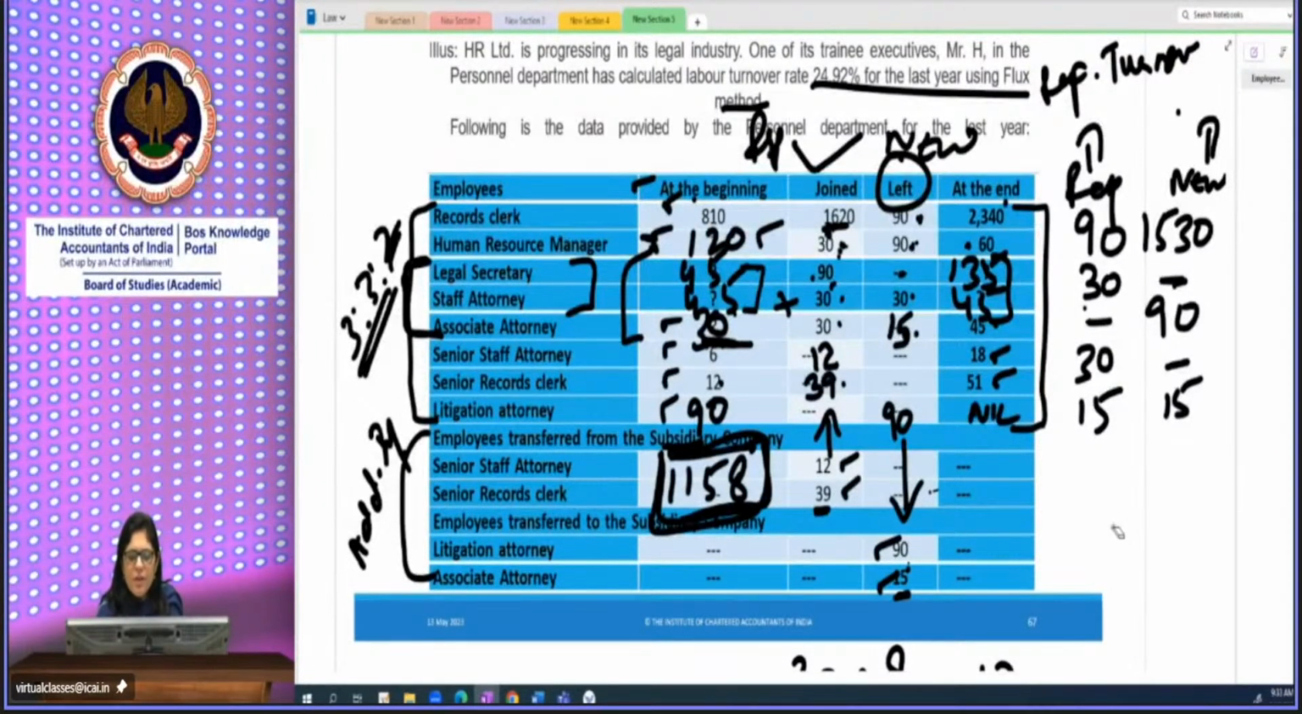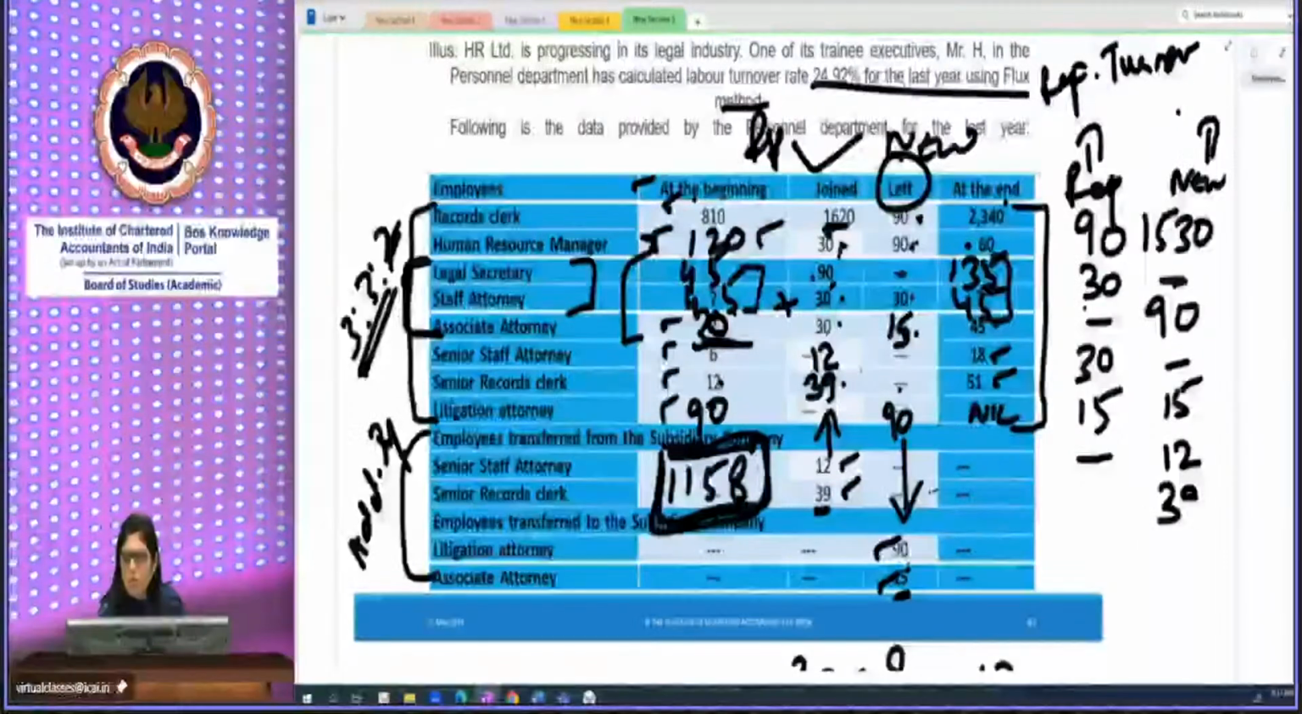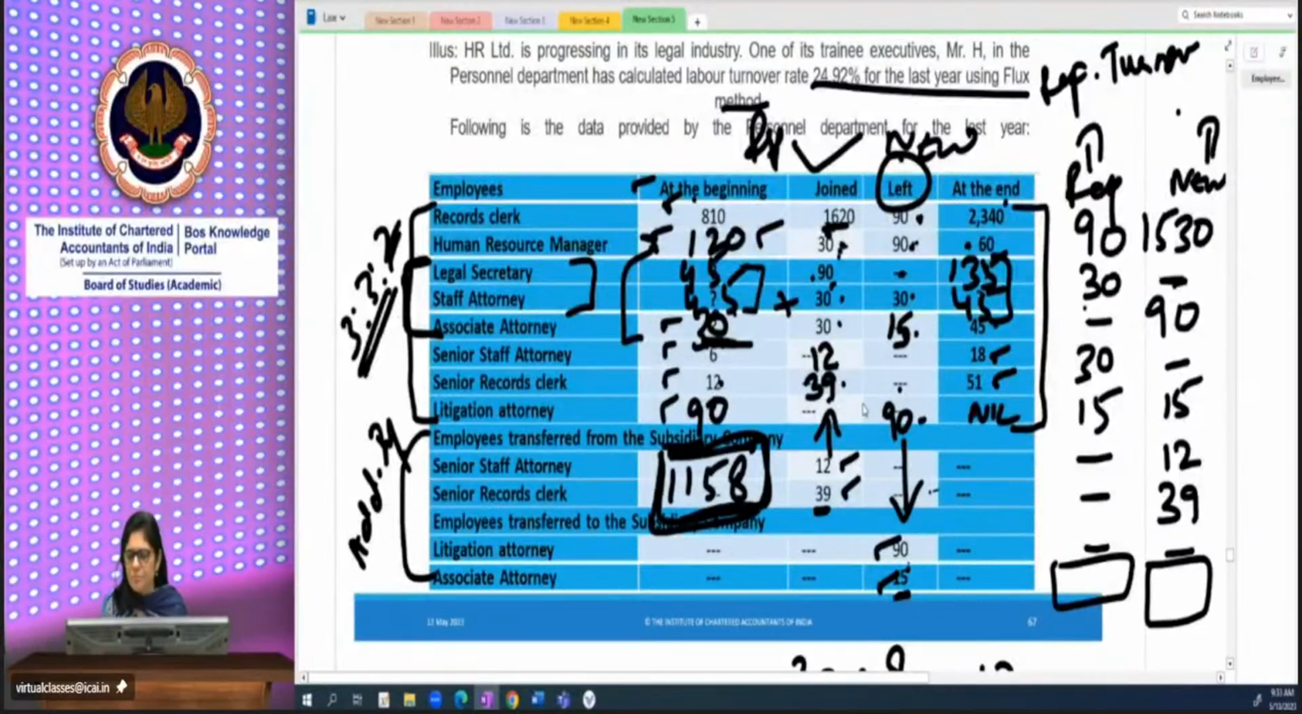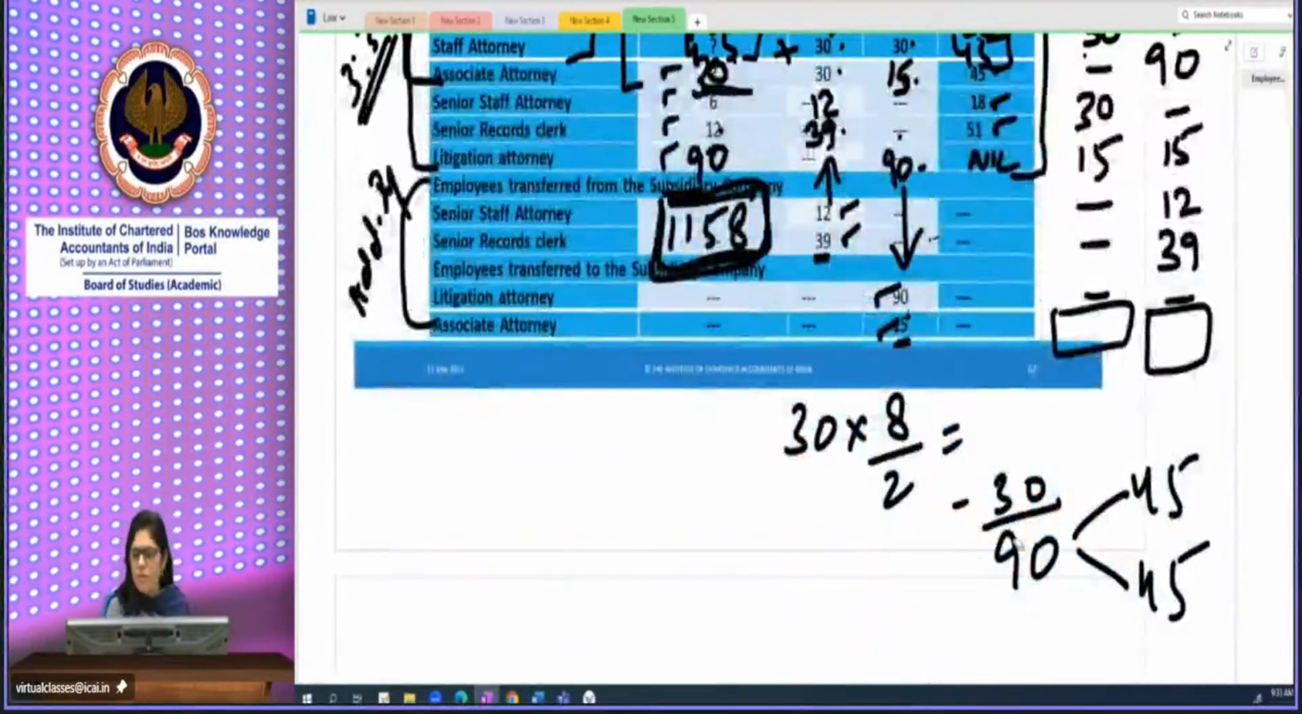So coming to senior staff, 12 had joined, nobody left. That means these are all new, no replacement. 39 have joined and none left. That means they are all new, no replacement. Litigation, left, no new joining. So there are no new and no replacement. So nothing is there. So this is the total replacement and this is the total new joinee.